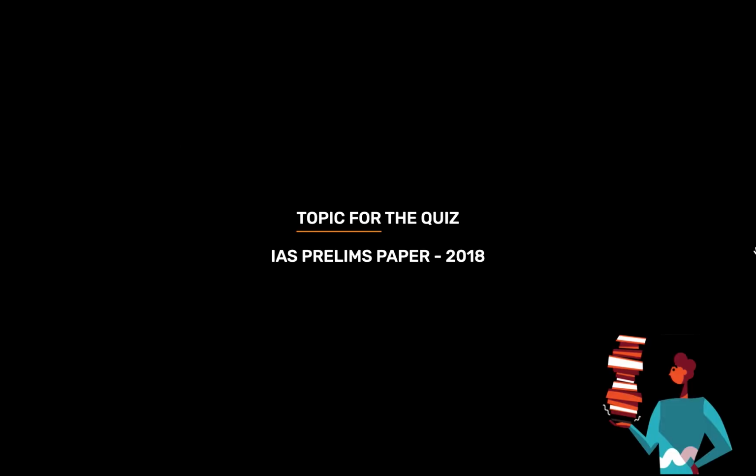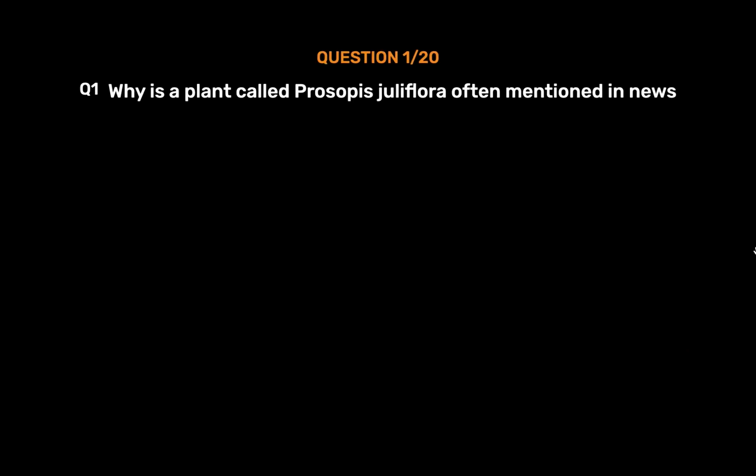Topic for today's quiz is IAS Prelims Paper 2018. Question number 1. Why is a plant called Prosopis juliflora often mentioned in news?